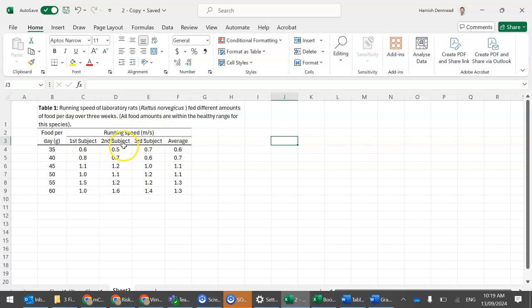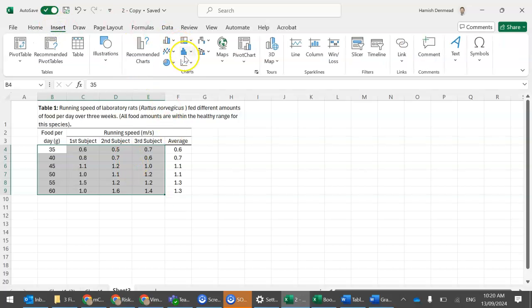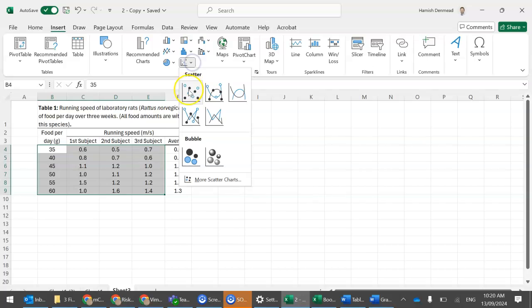All right. So in this case, we've got 3 separate rats. We can average out their running speed, but the good thing about a scatter plot is it can easily show all of our trials in one graph because they're only a single coordinate on the graph for each subject. So we actually do want to include the food per day and every one of our different 18 sample rats. So we'll highlight all of that data, insert charts, and we're choosing scatter plot.